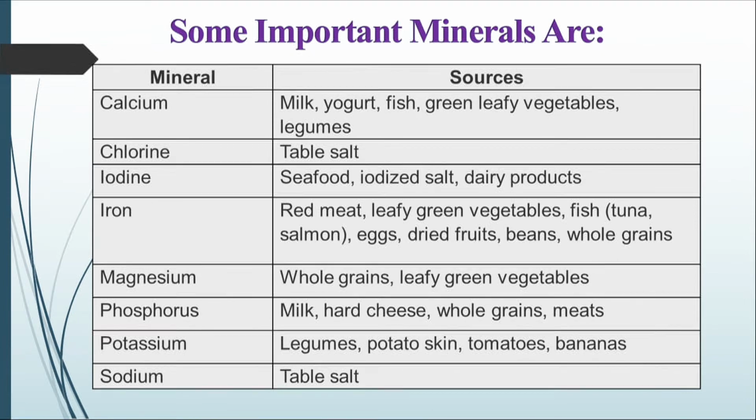Phosphorus from milk, hard cheese, whole grains, and meats. Potassium from legumes, potato skin, tomatoes, and bananas. And sodium from table salt.